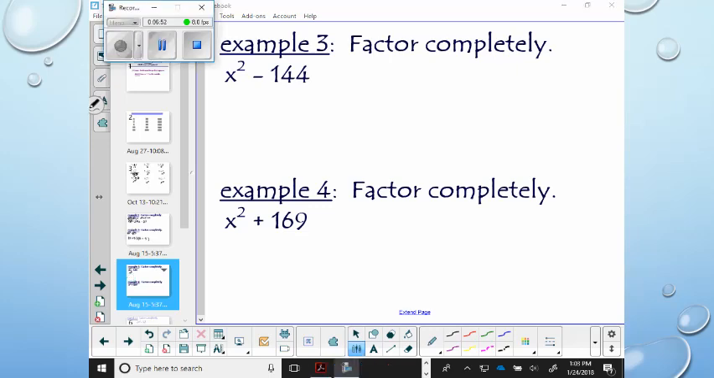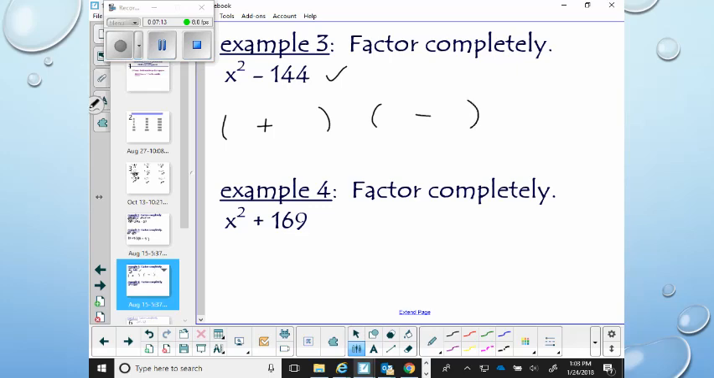Alright, so you guys have flown through these. Good job. This one, you gotta make sure it's a difference of squares. You've gotta check. Always check. Is it a difference? Are both terms perfect squares? This one is. So set up your parentheses. One plus, one minus.